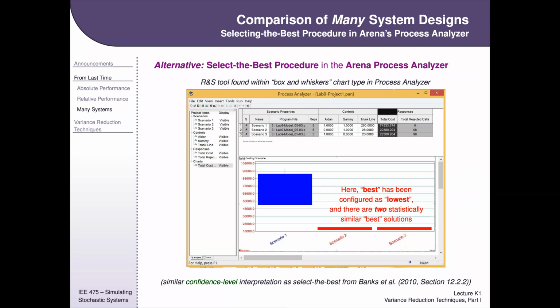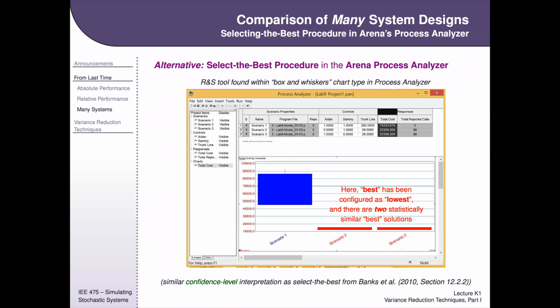I've got 3 scenarios that I put into my process analyzer, scenario 1, 2, and 3. In this case, this is all of model 5.3. These 3 scenarios correspond to different call center operators operating and different capacities of the trunk line. Across these 3 scenarios, I looked at the performance variable, which in this case was total cost. If I go into the charts in the process analyzer and generate a box and whiskers chart for the performance variable that I want for these 3, it has an option to say, do you want me to select the best?